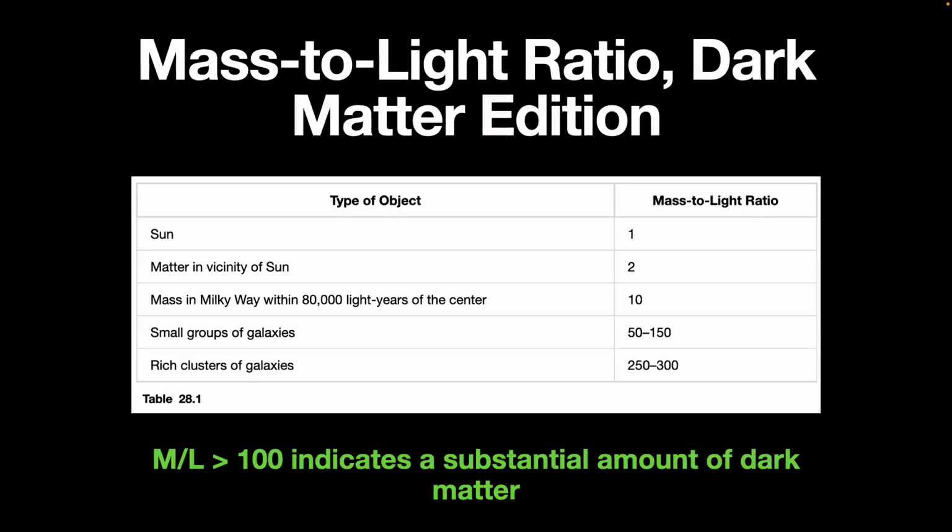So we don't know what dark matter is, but we do know that dark matter and luminous matter are closely associated. There doesn't seem to be much dark matter in voids, for example, and there's not much regular matter in voids either. If we want to include dark matter in our mass to light ratio calculations, we would see a mass to light ratio of 100 or more, which would really indicate a substantial amount of dark matter.